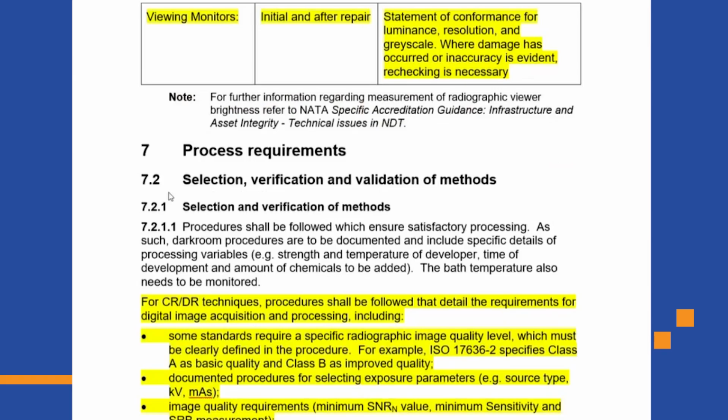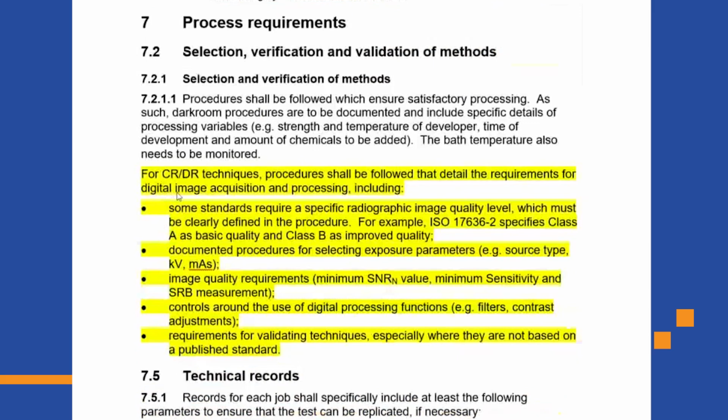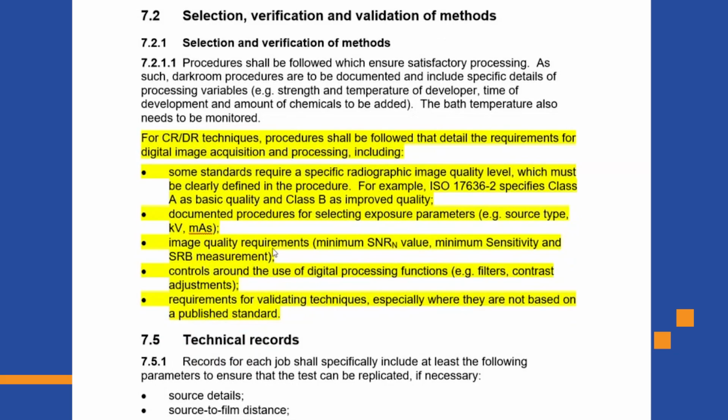That's for equipment. In regards to Section 7 and the procedural requirements, for SIA and DIA techniques, we have now included requirements that need to be in your work procedures. These are mainly around image quality, how you select your exposure parameters, how you control digital processing functions, like using filters and contrast, that you can do with all these digital images, and how you validate techniques, specifically if they're not based on a published standard.